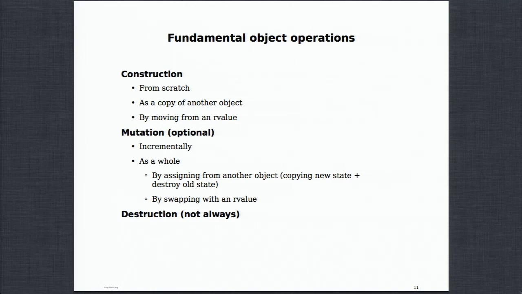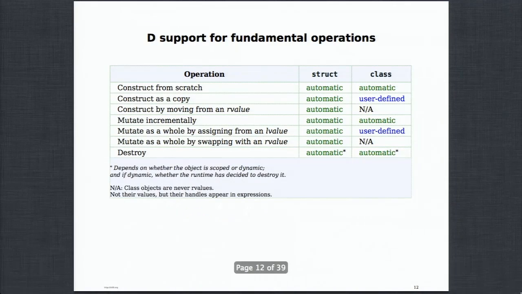And there's also the destruction, which is not always. As I said, some objects never die in D. They have infinite lifetime. But these are the three major things. So D has support for almost all of these operations. Structs enjoy everything. Everything is automatically handled for you. Even construct by moving from an R value, mutate as a whole by swapping with an R value, everything is great.